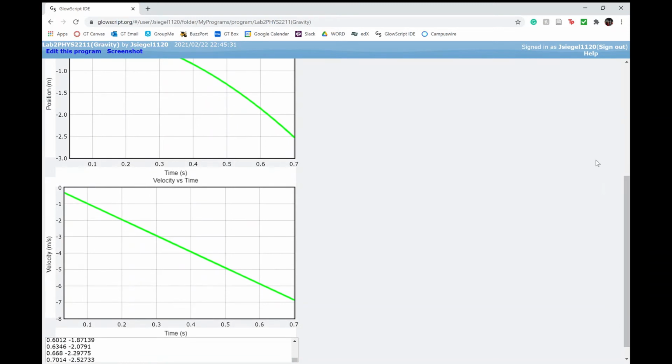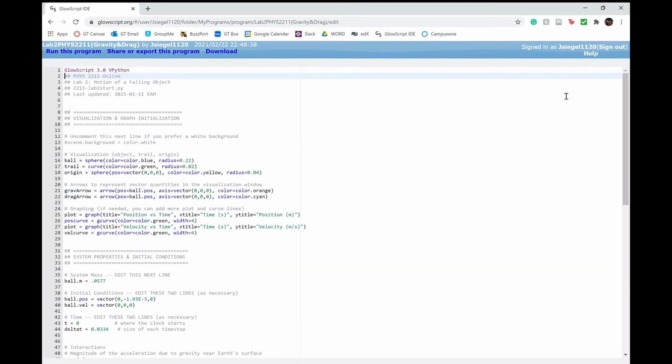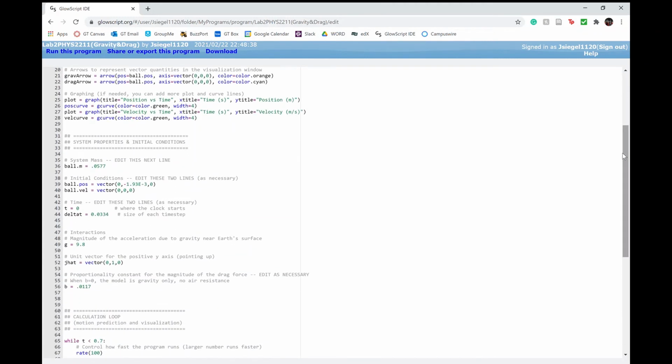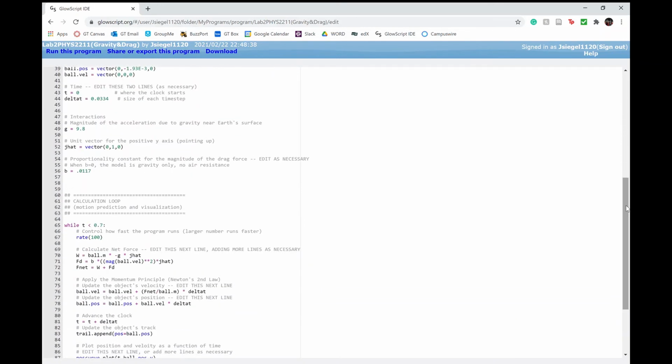I then created my second computational model in GlowScript, this time accounting for gravity and drag force. The code stays the same until we find B. In order to find B, I had to check and guess until the final position in this code was the same as the final position in Tracker. I then input the formulas for Fnet, which includes the sum of the weight and the force of the drag, which I stated earlier, whose magnitude is proportional to the square of the object's speed, or turbulent drag, as you can see in the code here.